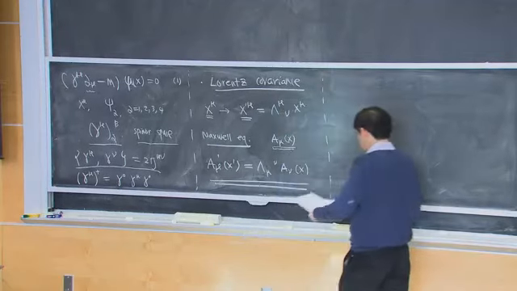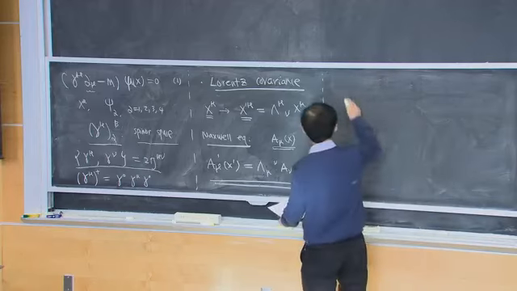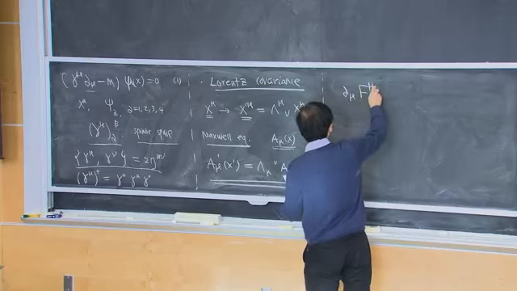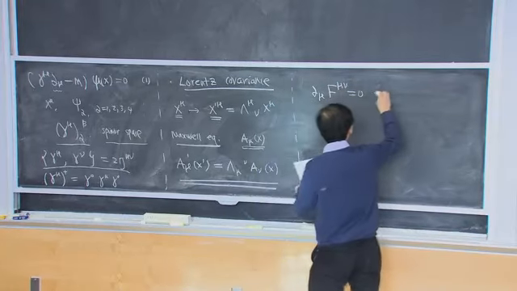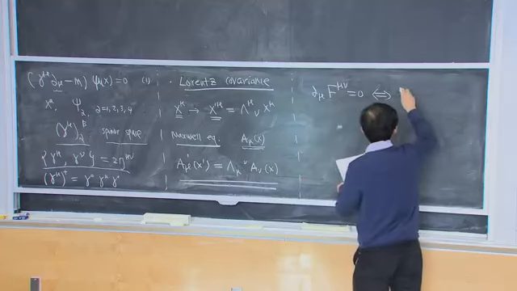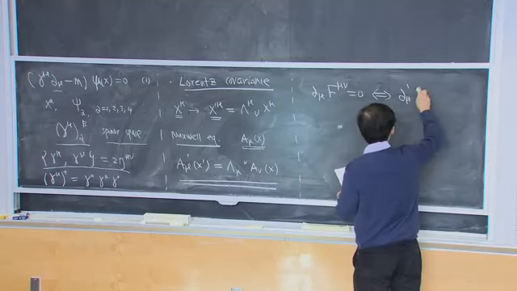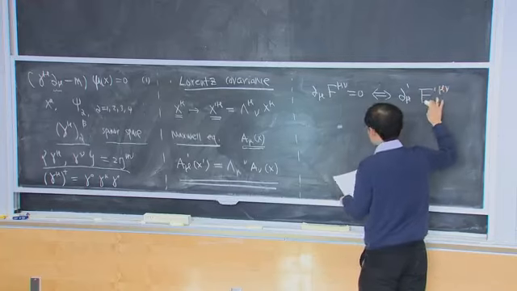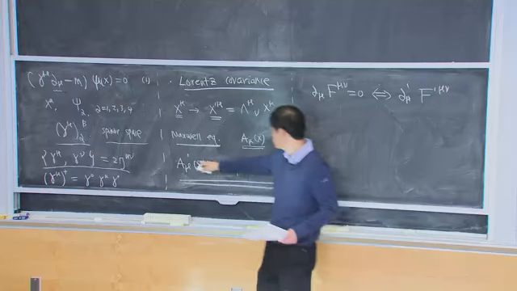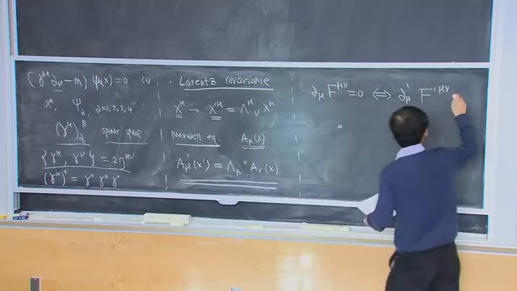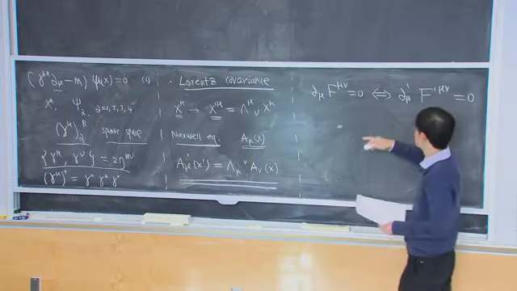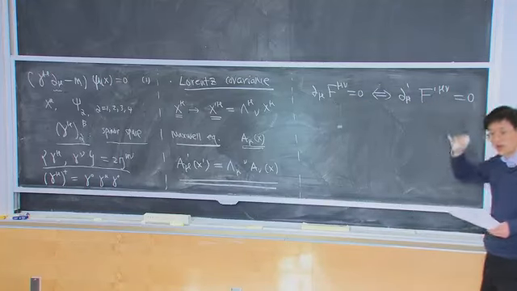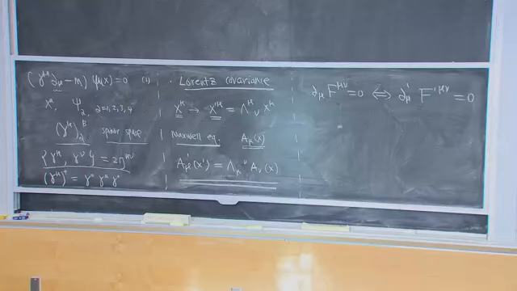I will not show it now, but you should convince yourself and check that the Maxwell equation, which can be written for example as ∂_μ F^{μν} = 0, implies the same equation in the new frame: ∂'_μ F'^{μν} = 0, where F' is obtained from the new A'^μ. These two equations are equivalent, one in each frame. So the equation has exactly the same form, but now in the new frame.